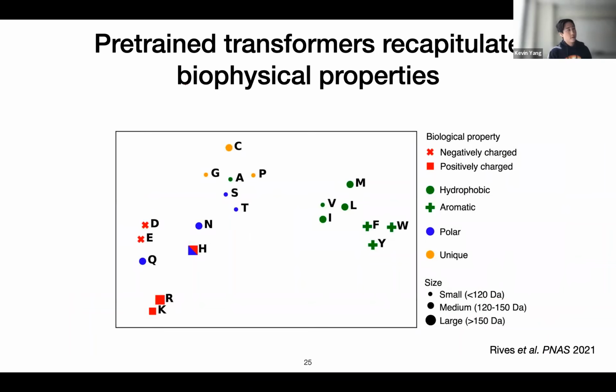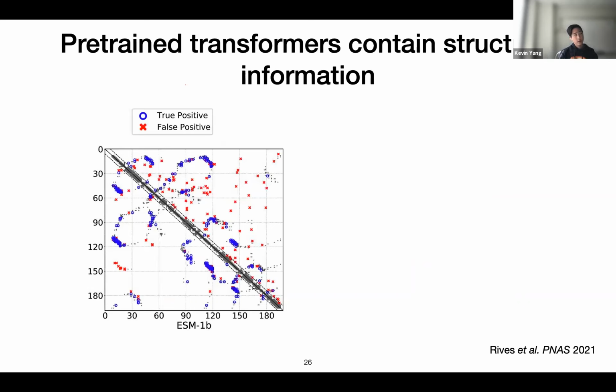They recapitulate biophysical properties. So this is from ESM1B, which is out of Facebook by Alex Rives and a bunch of other people. You can show that if you take their input embeddings, and I think this is a t-SNE down to 2 dimensions, the amino acids cluster by biological property. They also contain a lot of structural information. So here, you take the output from ESM1B, outer concatenate it with itself to get an L by L representation, and you can extract structural contacts out of that.